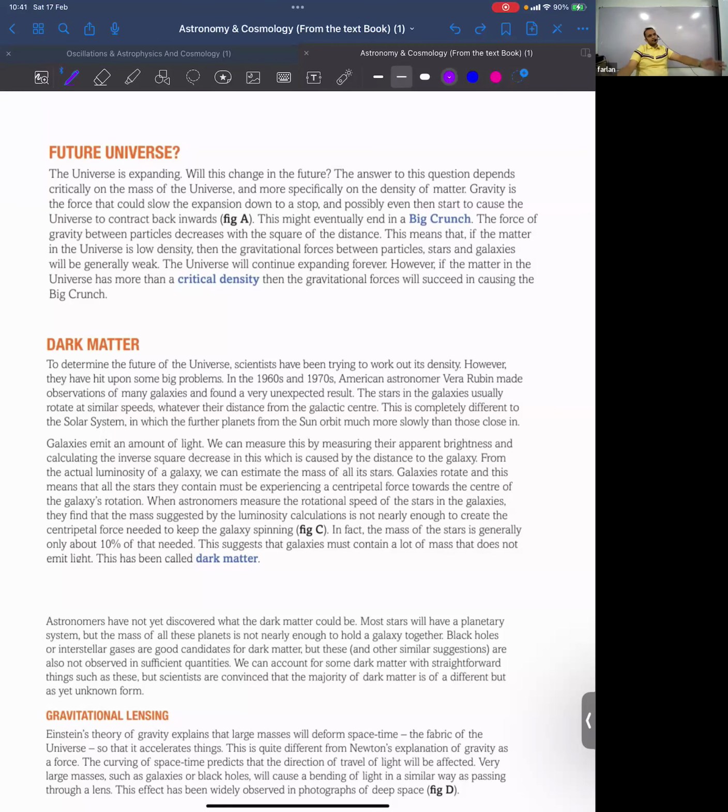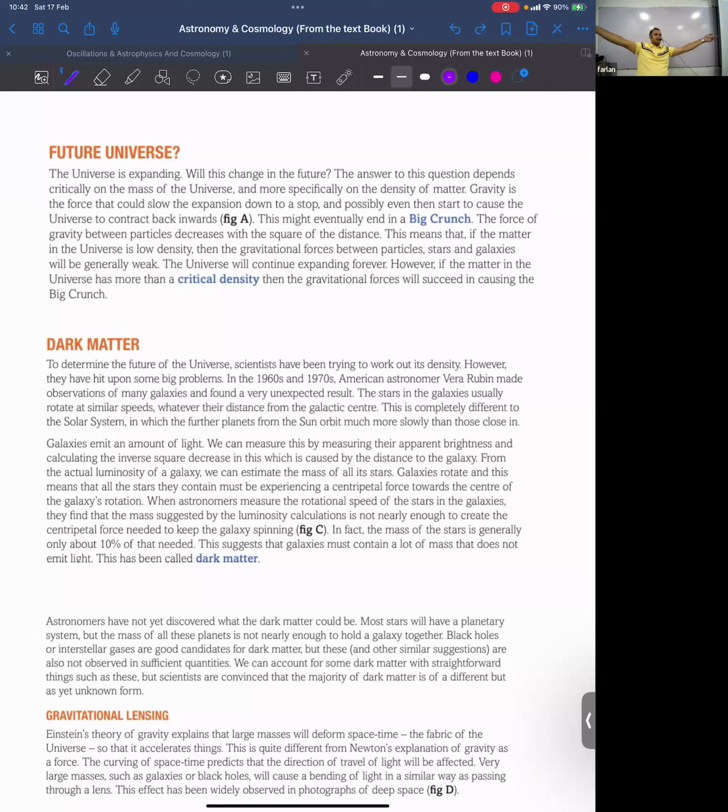Now, as this outward force is going away, it is reducing. Apart from this outward force, there is an inward force. What is the inward force? Gravitational force. Between these galaxies, due to their masses, there is an inward force as well. But at the moment, the outward force is bigger than the inward force, so the universe is expanding.